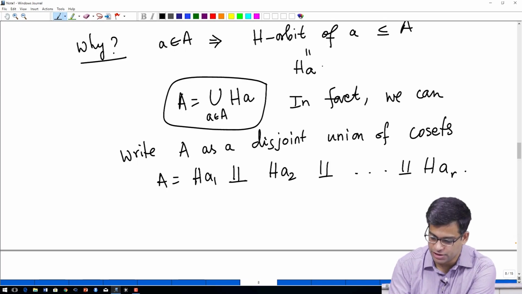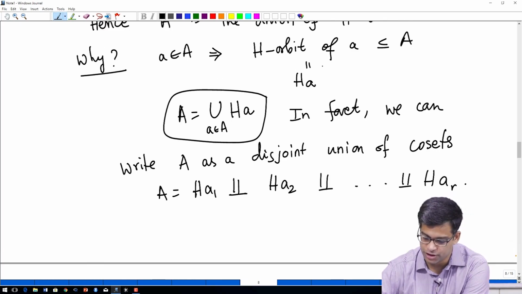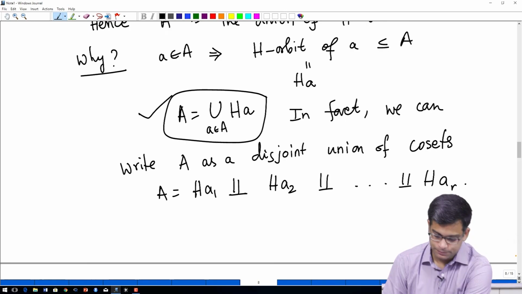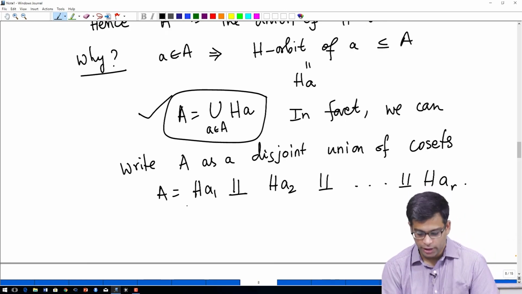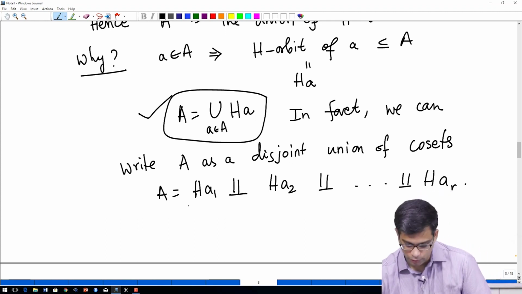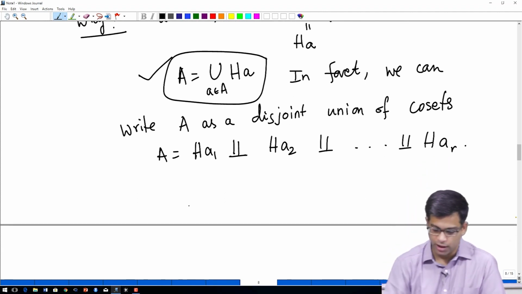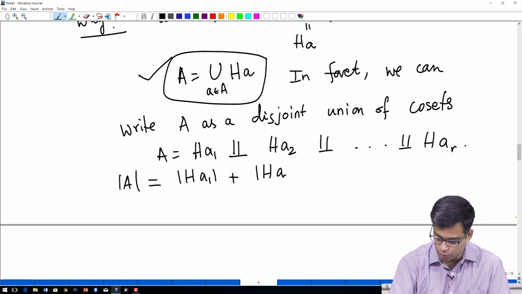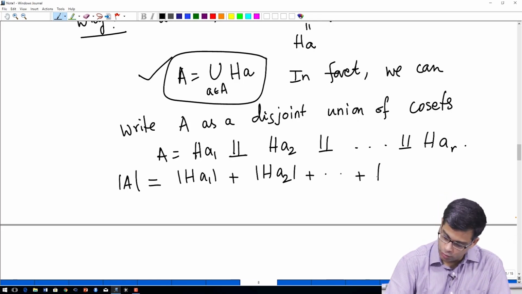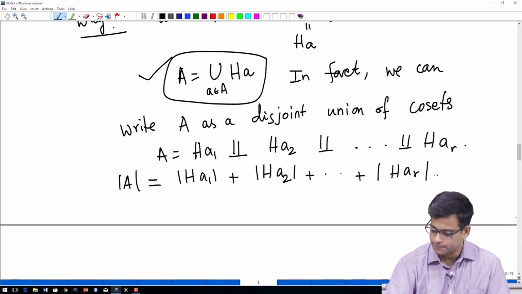The important point is all of HA is in capital A. So we have this, and once you have that, we just identify the distinct ones among them and write it like this. So A is a union of HA1, HA2, HAR. So in particular the order of A is equal to the order of HA1 plus the order of HA2 and so on up to the order of HAR.